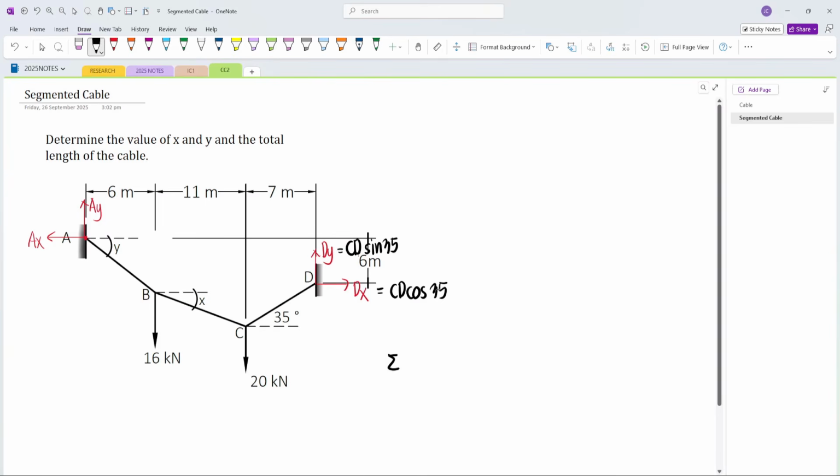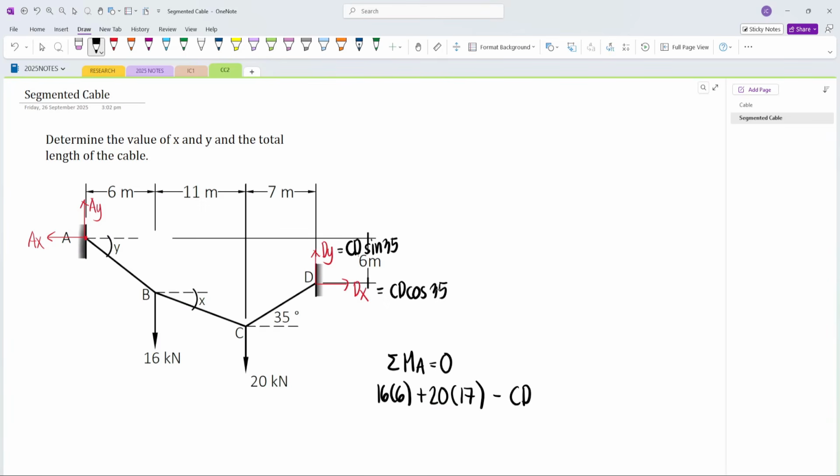So, gawin natin yan. Summation of moments about A equal to 0. We have 16 kilonewtons times 6 meters. Then, 20 kN times 17 meters. Positive pa rin. Clockwise yung rotations ng dalawa. 20 times 17. Ayan. Then, we have minus CD sine 35. This will cause a counterclockwise rotation about point A. Then, yung moment arm niya is itong buong distance, which is 24 meters. 24. Ayan. 11 plus 6 plus 7.